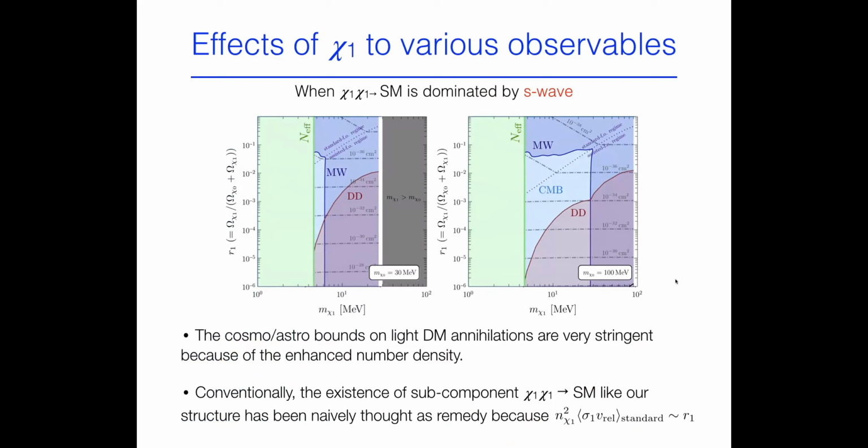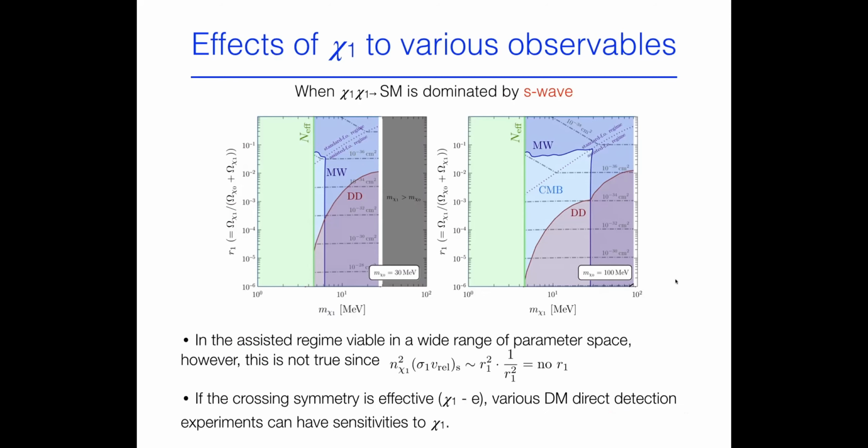Because naively, one can think that the observable is proportional to the fraction of light dark matter. However, as we have clarified here, the observables no longer depend on the fraction of light dark matter in our scenario, right? So that's why we are strongly constrained by various observables, including direct detection experiments if we allow the crossing symmetry effect. So in this kind of structure, we can just forget about the S-wave annihilation. S-wave annihilation is constrained a lot.